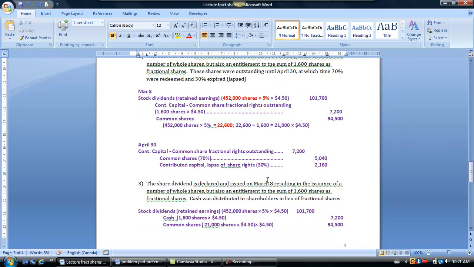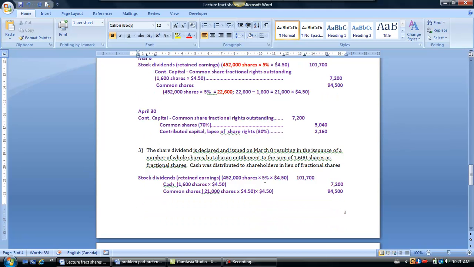What if you didn't issue share rights? Then it's a lot easier. What would happen now is, say for example, you issued the shares, all right, on the same date that you declared them, but instead of issuing share rights like you did up here, what you decided to do was just pay them out in cash.